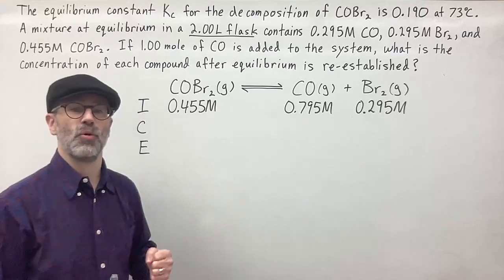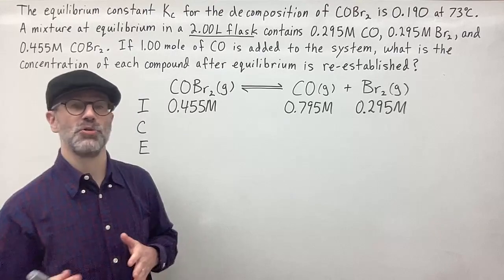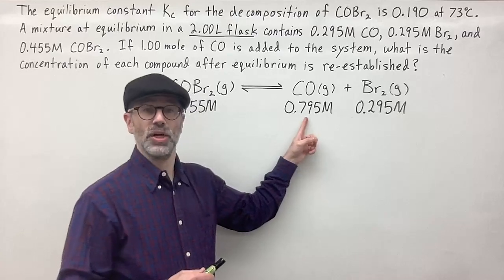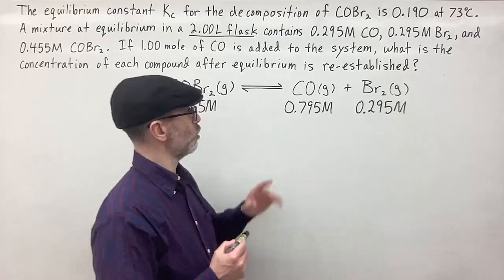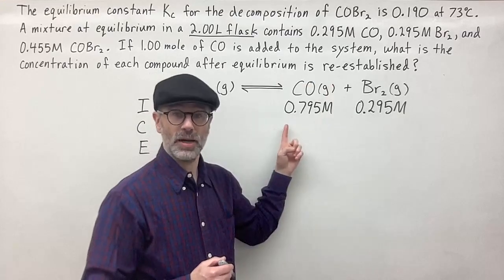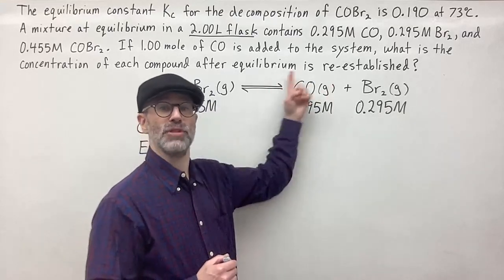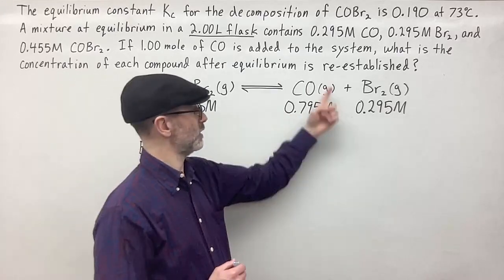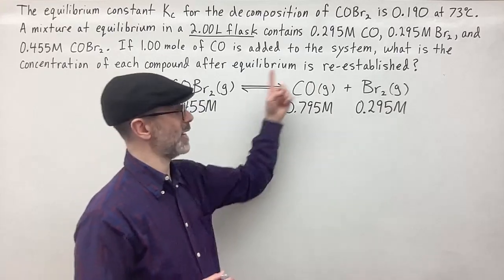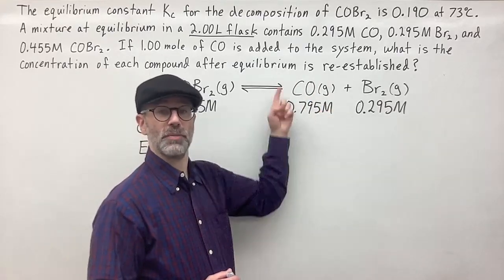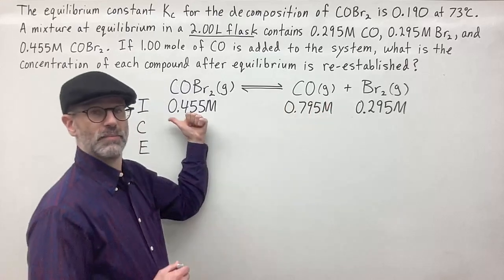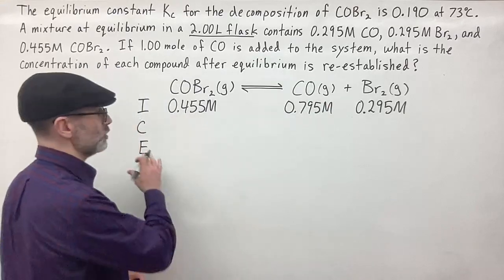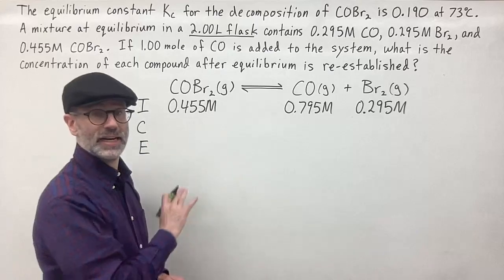If I take something away, it's going to shift in the direction to make more of it. In this case, we added more CO to the reaction mixture. So since I added product, it's now going to use this up and make more reactants. So basically it's going to shift towards the reactants to use up some of the CO in order to make more COBr2.